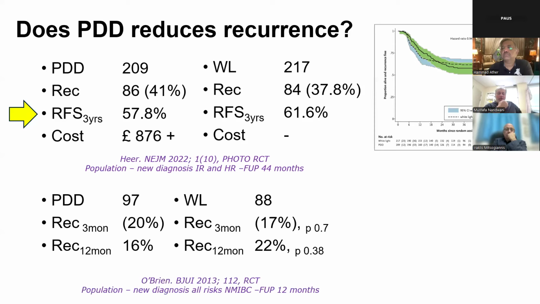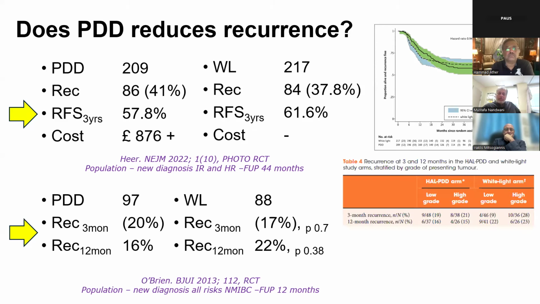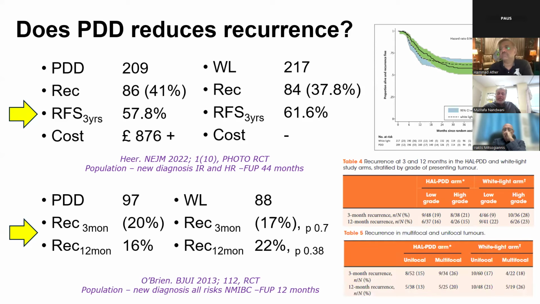Another trial, done slightly earlier for all risk groups in non-muscle invasive bladder cancer, again failed to show any difference in recurrence-free survival. This also looked at the grade of the tumors, and again it was not significant, and then the multiplicity of the tumors as well. So again, these did not help in reducing recurrences.